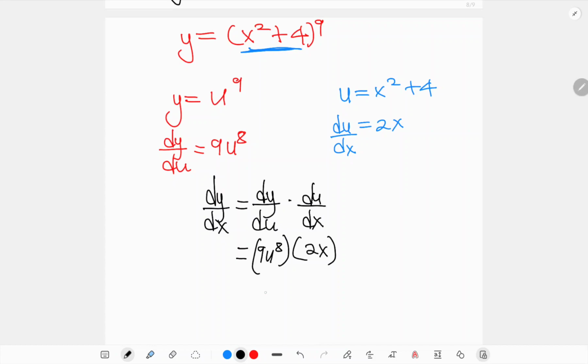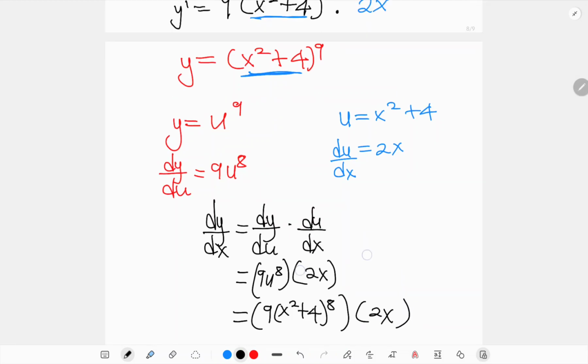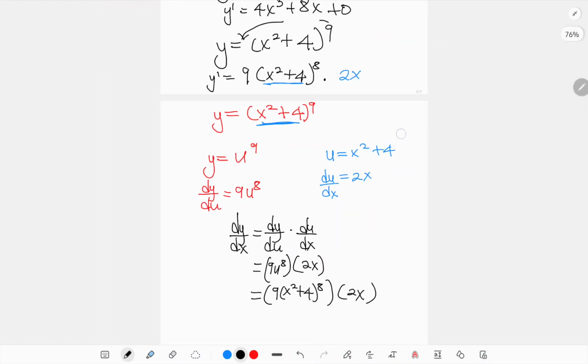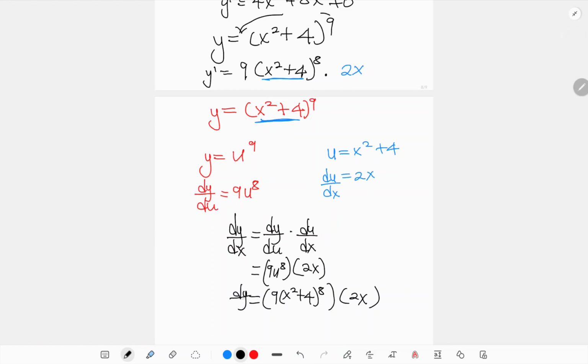But we're looking for our answer in terms of x. So let's substitute x where there's u. So this becomes 9. What is our u? It's x squared plus 4 to the power of 8, close bracket, multiply by 2x, right? So you see that the answer we got at first and the answer we got here, it's the same thing, right? So these are the two methods that you can apply when finding the derivative of a composite function using the chain rule.